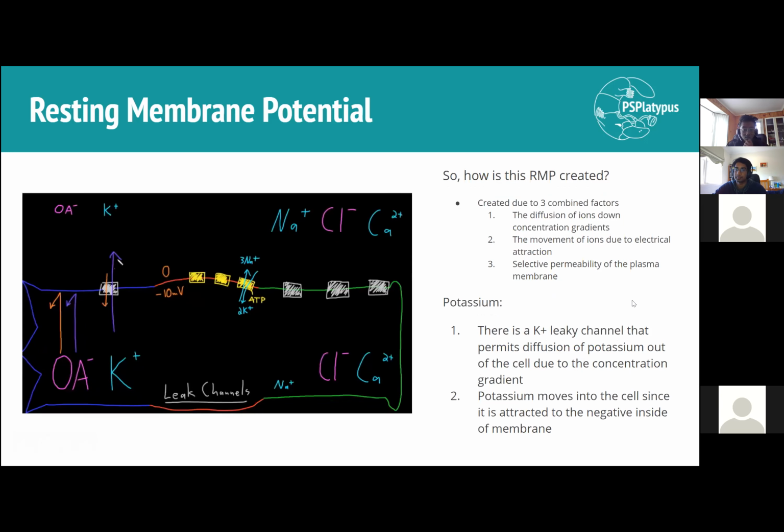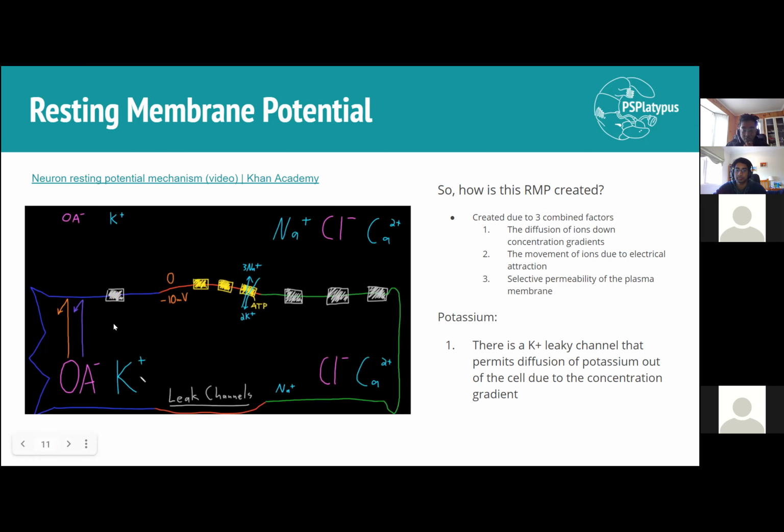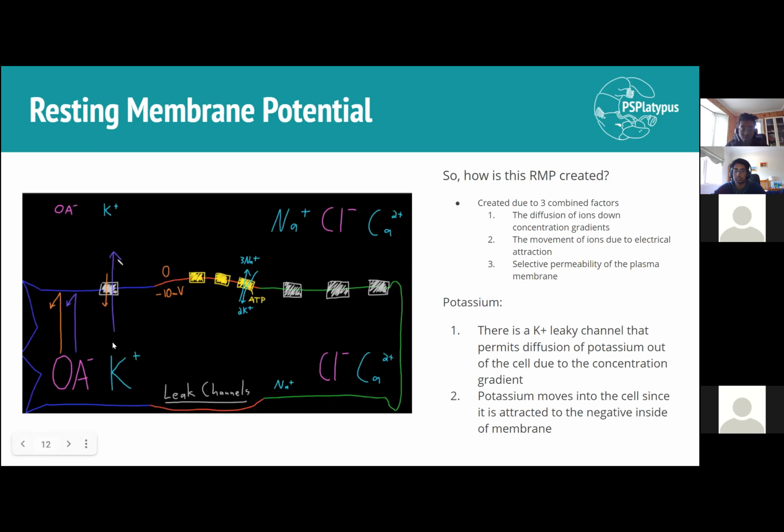Okay, so all these steps occur at the same time, but we're going to take it step by step just to make it clear for understanding's sake. Let's start with potassium for a moment. There's a potassium leaky channel over here, and it's going to permit diffusion of potassium out of the cell. Because of the concentration gradient, you're going to have a lot of movement of potassium outside the cell.